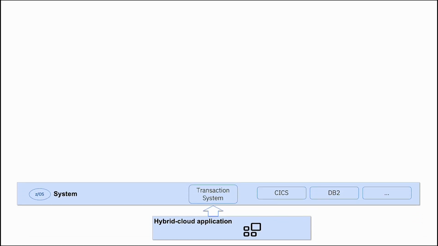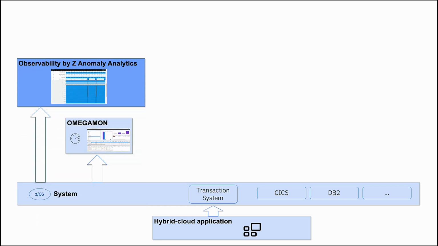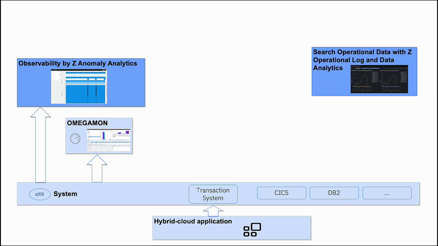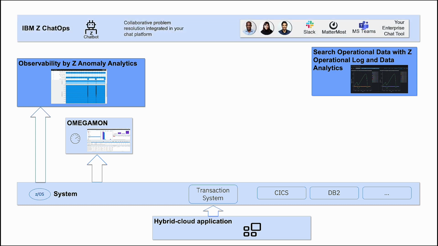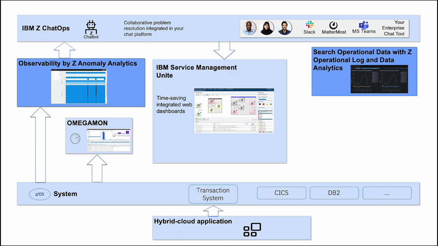So let's get started. Here, we have a hybrid cloud application that calls CICS on z/OS with a downstream call to Db2 on z/OS. To monitor the infrastructure that supports the hybrid application, we have implemented IBM Z Anomaly Analytics to proactively detect anomalous behavior in z/OS and its subsystems, and IBM Z Log and Data Analytics for detailed dashboarding and root cause analysis. To engage our teams and collaborate across organizational silos, we use IBM Z ChatOps. IBM Z Anomaly Analytics integrates with Z ChatOps to alert operators to anomalous events. In addition, Service Management Unite links directly to the detailed IBM Z Log and Data Analytics dashboards that are needed to identify and resolve the issue.